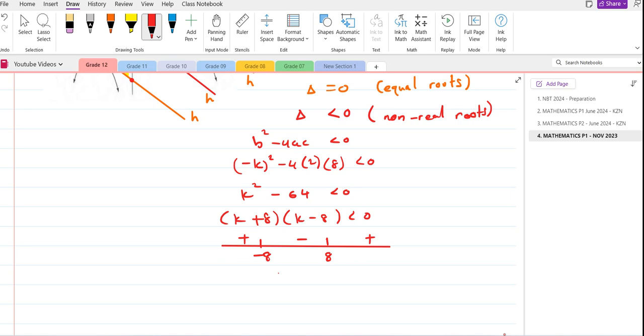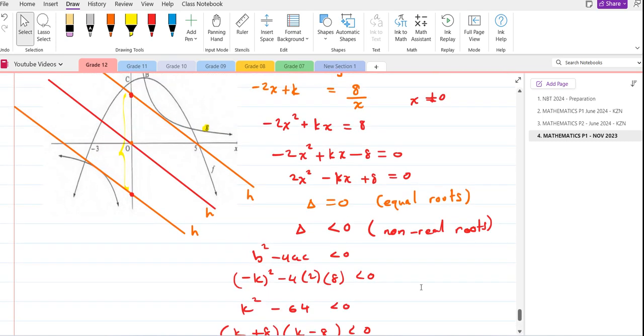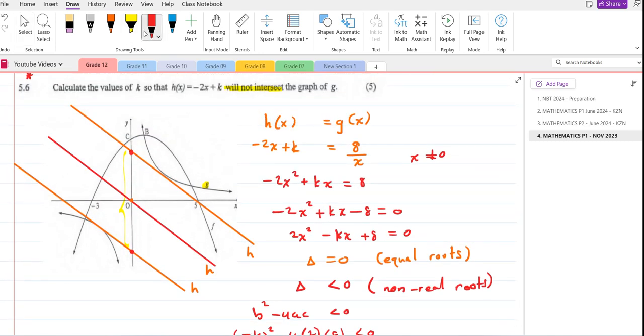So what answer do we have? We're looking for a negative answer. So from minus 8 to 8, looking at from minus 8 to 8. So what are the values? Minus 8 to 8.